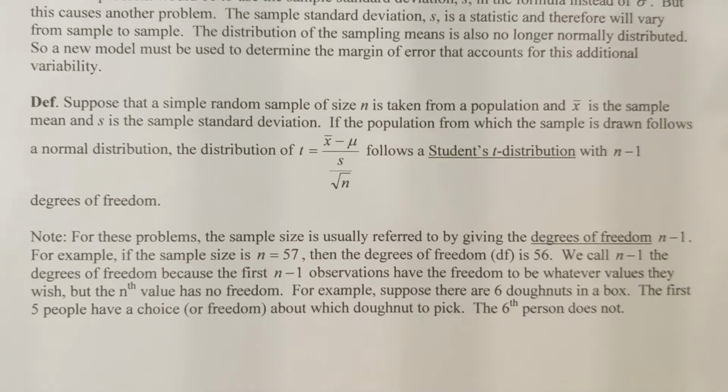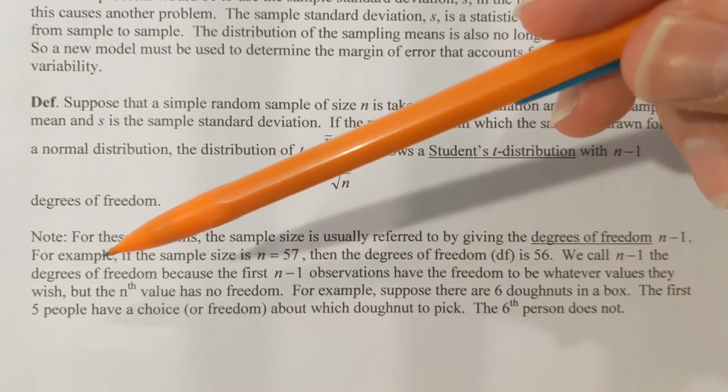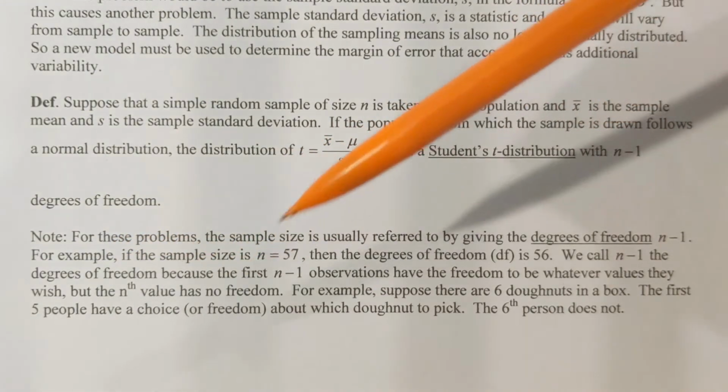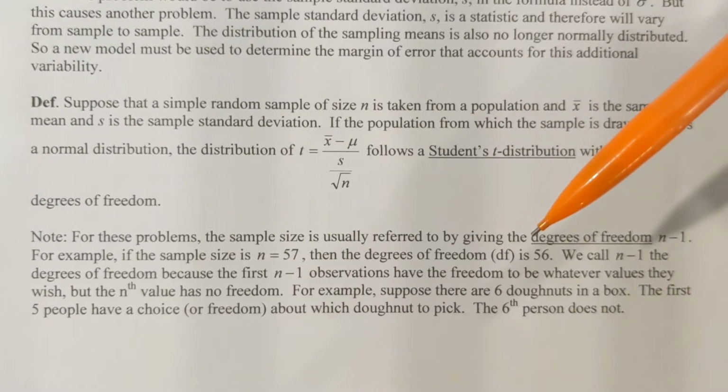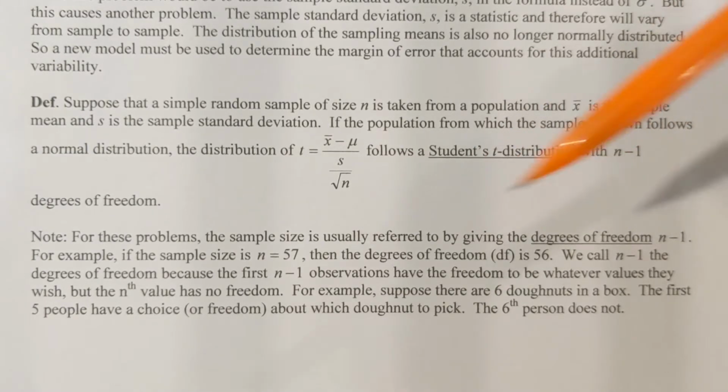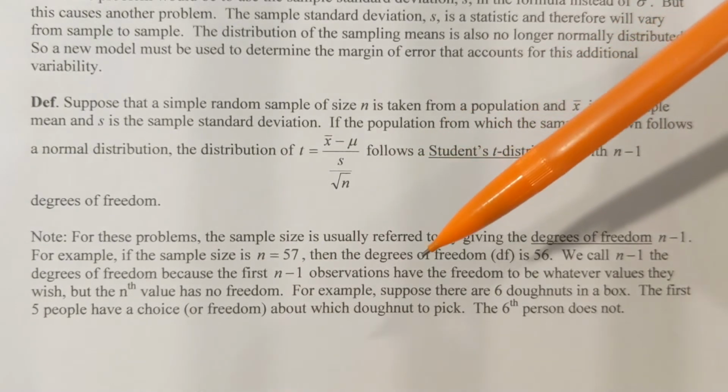So if you have a sample of size 57, there's going to be 56 degrees of freedom. In general, the degrees of freedom are always one less than the sample size. The term degrees of freedom is used, an example for the terminology here.